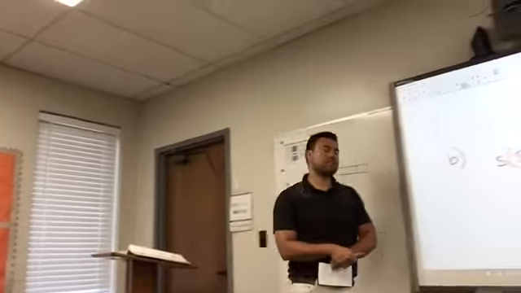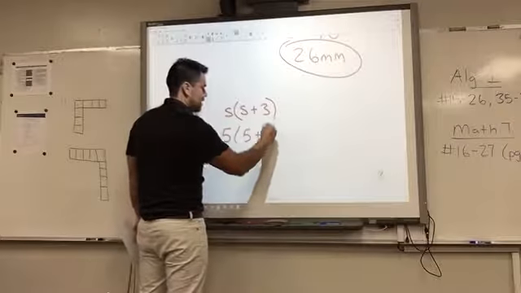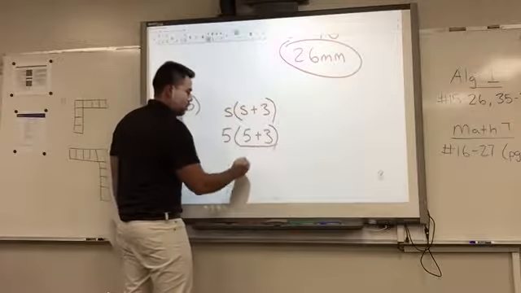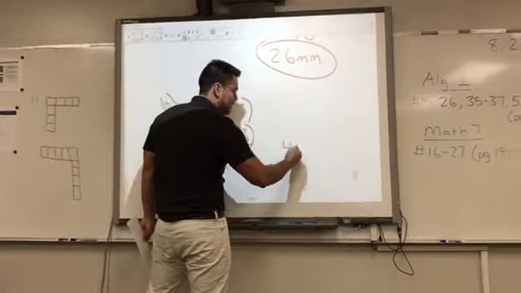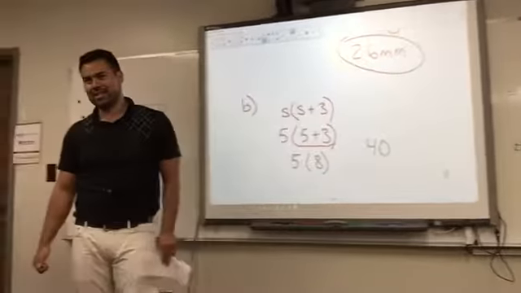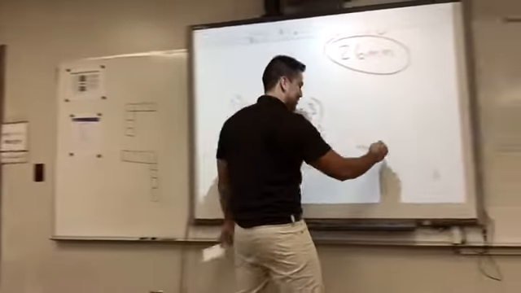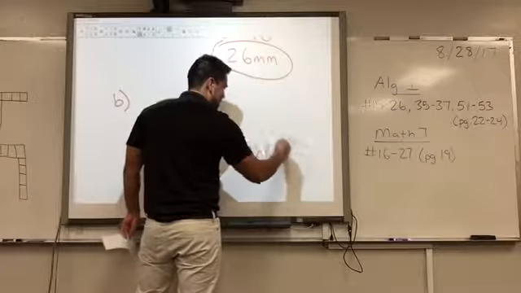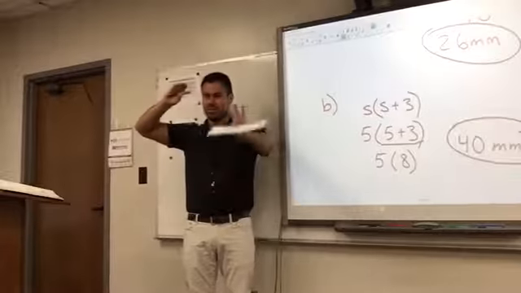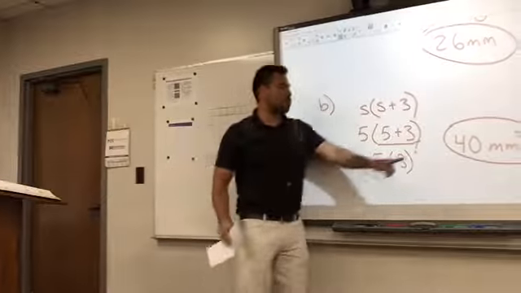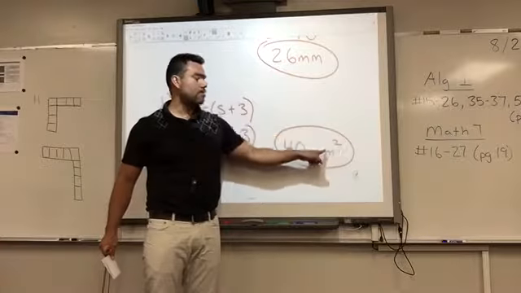Okay, so what's the S stand for again? 5. So we got our 5s going there. Order of operations, 5 times 8 gives us a big fat 40. 40 what? Square millimeters. What I liked is that you guys knew it was not just millimeters. I'm glad. With area, you're dealing with this 2 exponent, and you read that square millimeters.